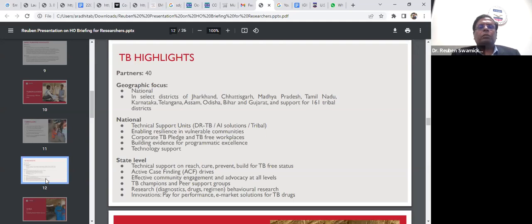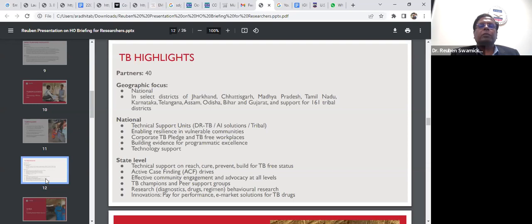So this is one of our larger portfolios. We have about 40 partners and sub-partners. We have a wide area because we work closely with the Central TB Division. We work in a number of select districts based on what the government would like to see. And I mentioned the model earlier in those various states. Also the tribal districts. It is now 184 from 161. At the national level, we have technical support units that support drug-resistant TB, artificial intelligence solutions, as well as tribal that I had mentioned. Vulnerable communities, how do we enable training and capacity building and ensuring that they're providing support on the ground.